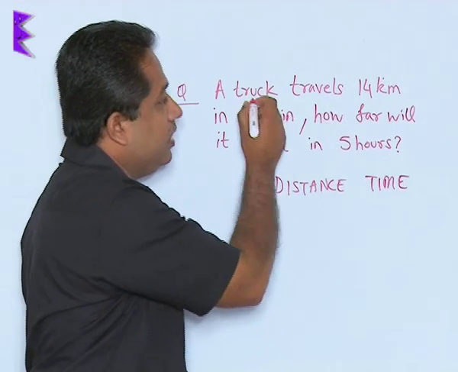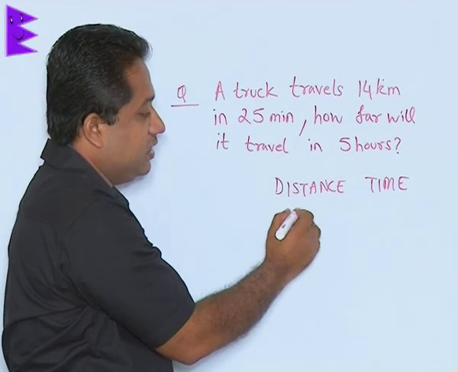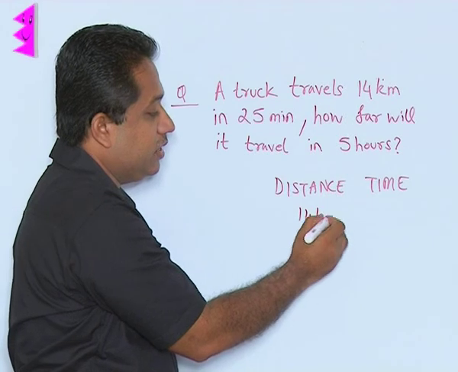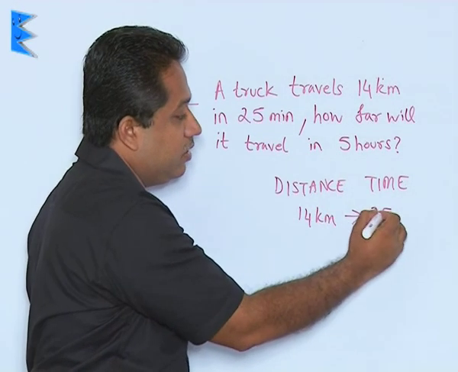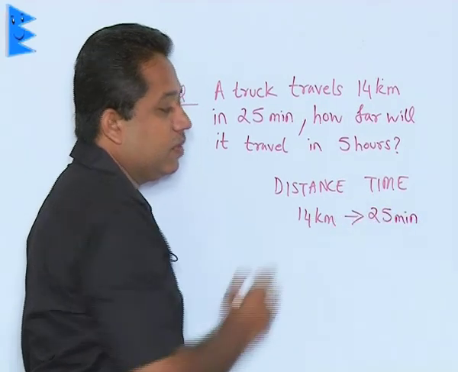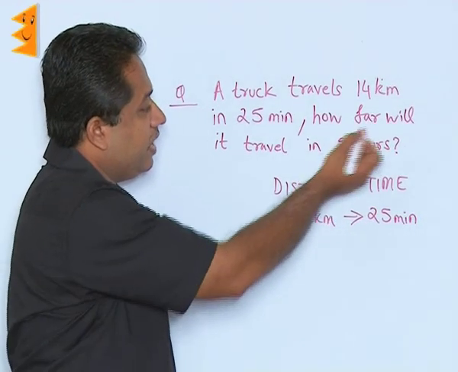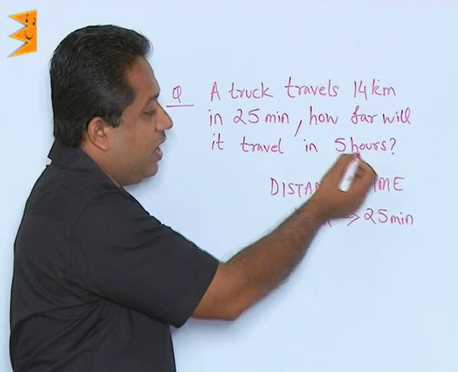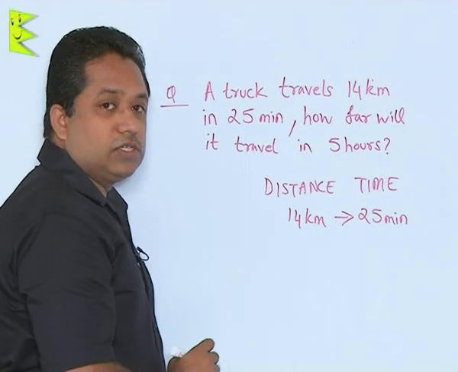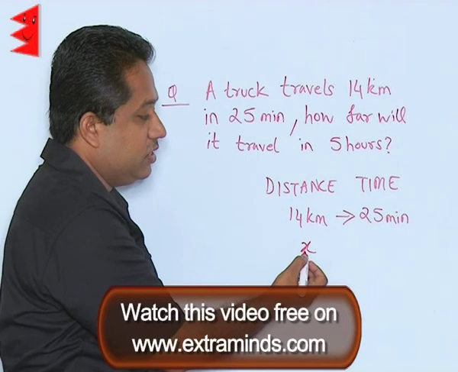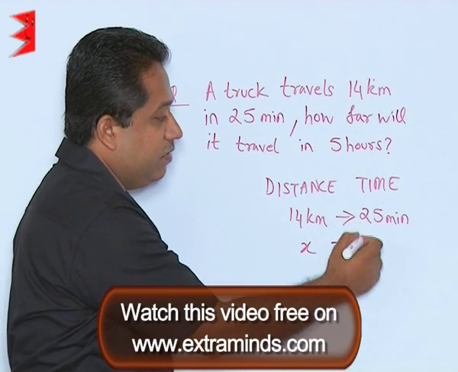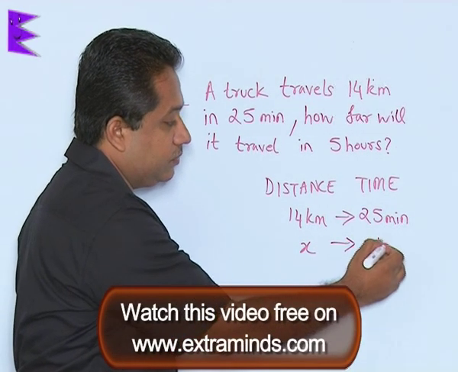So, in the first line it is given that distance travelled is 14 kilometers and this 14 kilometers are covered in 25 minutes. In the second case, we have 5 hours as the time, but we do not know the distance. So, let the unknown quantity be x. So, we have to find out the distance and the time given is 5 hours.